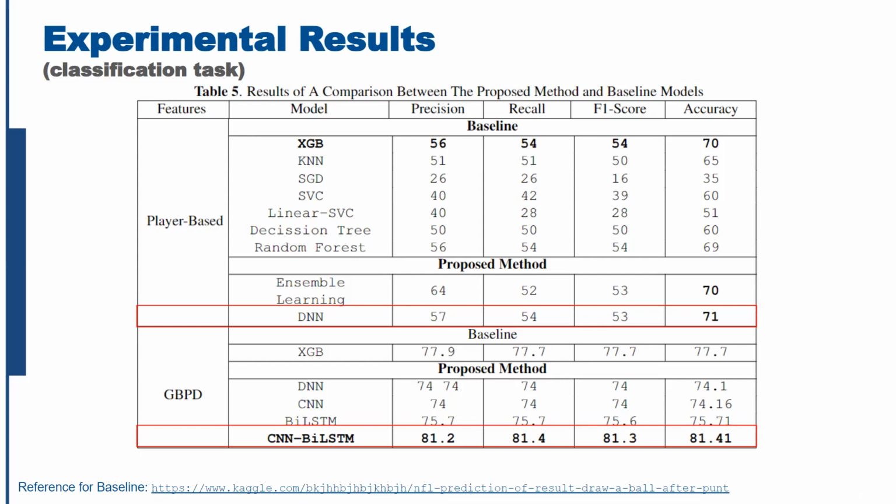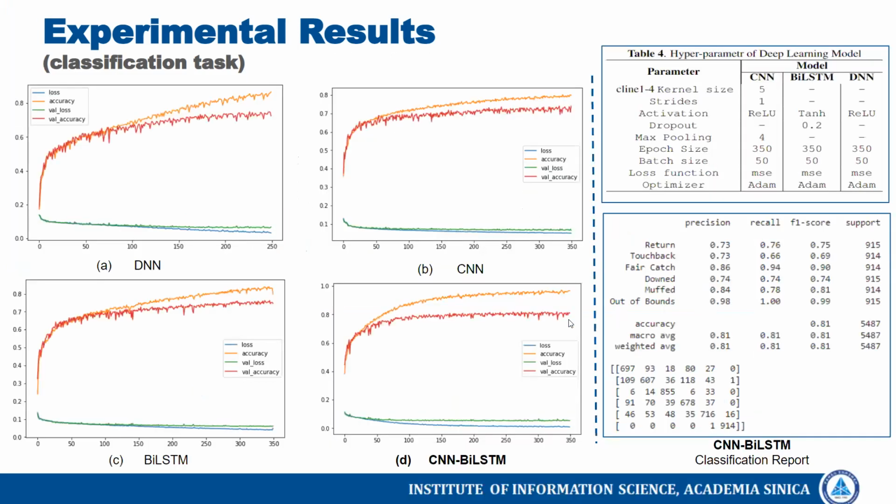the accuracy, which is 81.4%. And the figure on the left side is the loss and accuracy performance of several deep learning models compared to our baseline, compared to our proposed CNN BLSTM model. And on the right side is the hyperparameters that we use in this work. And also it can be seen our classification report using our graph-based CNN BLSTM model, which obtains 81.4 accuracy.